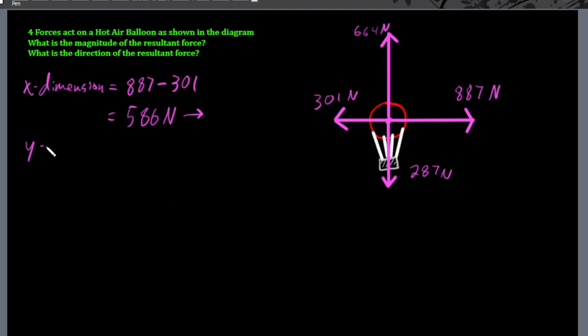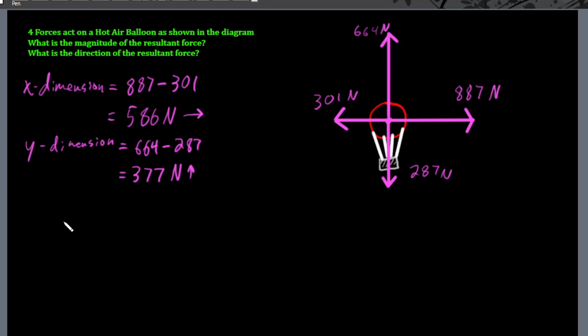Now in the y dimension, I'm going to have 664 upward, which I'll call positive, and then add a negative 287 downward. And so in the y dimension, we're going to have, let's see, 377. 377 newtons upward, or in the positive direction.